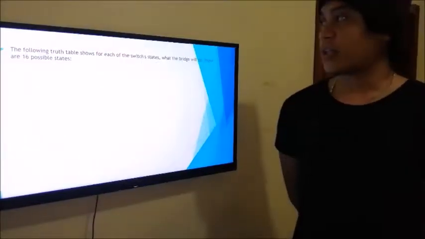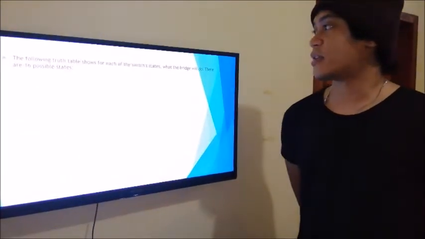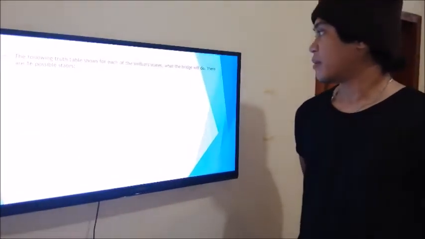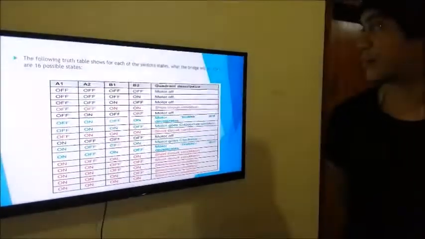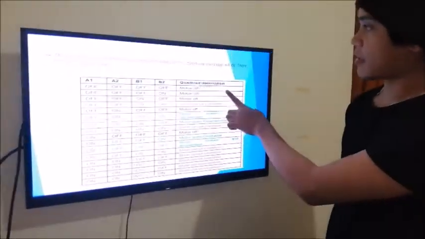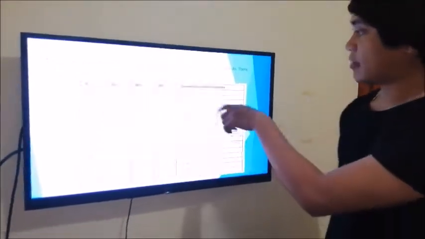The following truth table shows for each of the switch states what the bridge will do. There are 16 possible states. So, these are the possible states.